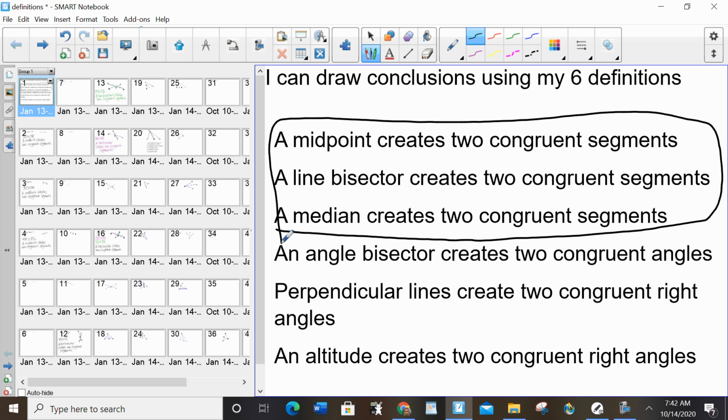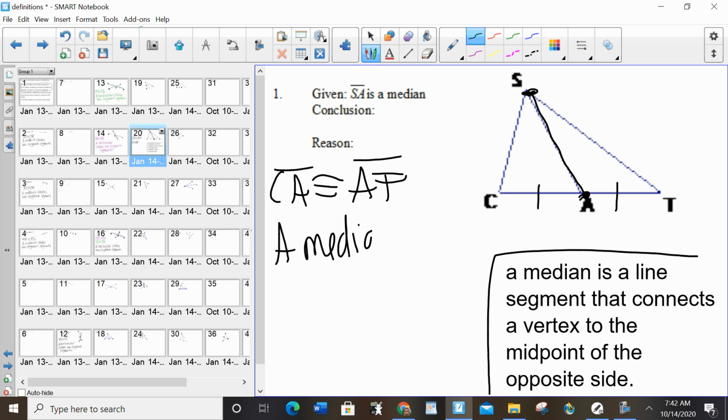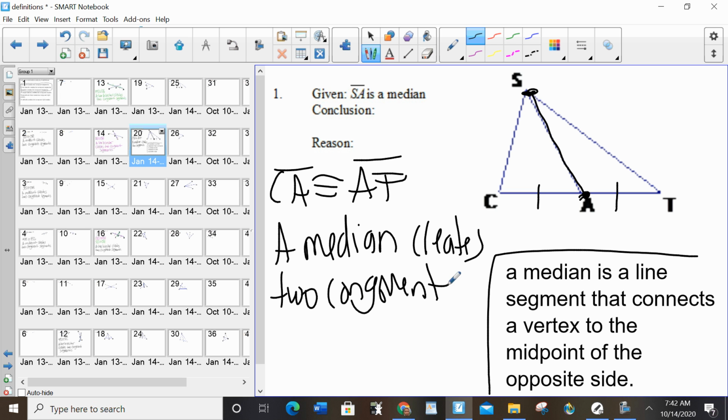So, where am I? If SA is a median, that makes A a midpoint. CA is congruent to AT. Now the reason is not what I wrote in the bottom right here. It's that a median creates two congruent segments. So again, there's what a median is, and there's what a median does.